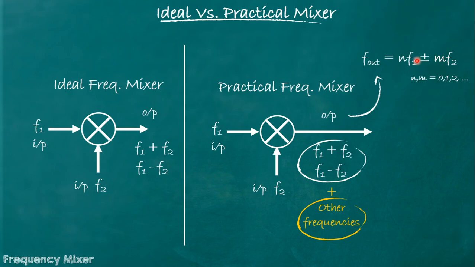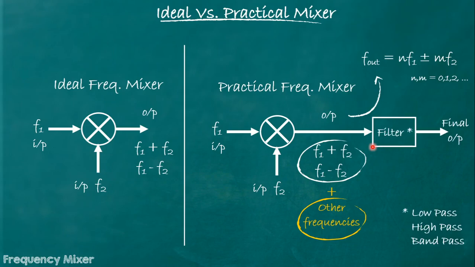So in this formula you can see that nf1 terms are nothing but the harmonics of frequency f1, and mf2 terms are nothing but the harmonics of frequency f2. So you can say that in the output you may get harmonics and their combinations. So in a practical frequency mixer we will get many frequencies, not only the sum and difference frequency, so it is necessary to use a proper filter at the output of a frequency mixer. By putting a proper filter like a low pass filter, high pass filter or band pass filter, we can get the desired final output signal. So here filtering is necessary after the mixer circuit.